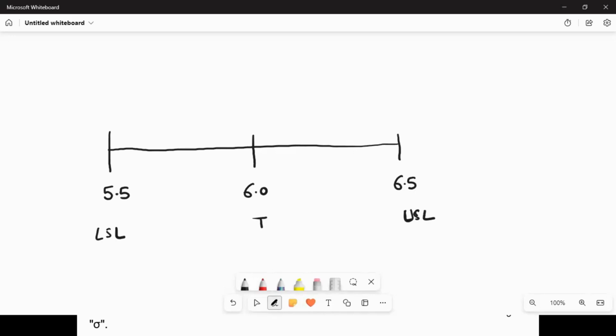Now let's say on a very first day, I have created 100 pens. And out of 100 pens, I sampled around 10 pens and put it on a graph. This is the performance of 10 pens.